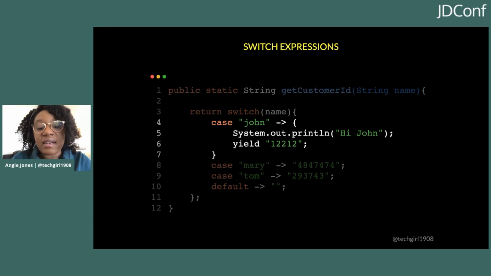So instead, inside of this body, we add more statements like this one that prints something out, but then that last line, and this is where the yield comes back into play, that last line must yield the value to be returned because that's what switch expressions are all about, right?